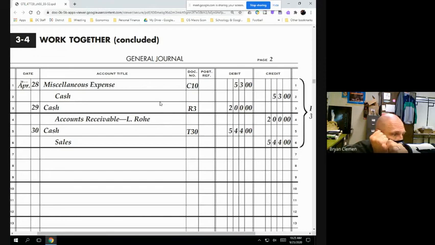All right, once you guys are done with that, you can go ahead and take your break. And then when you come back, start with the work together on page 62, or on the next page of the workbook too. And then work through that, and we'll go from there.